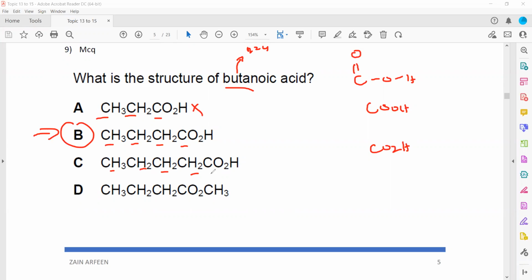1, 2, 3, 4, 5 are there, so it is a pentanoic acid. And this is not even a carboxylic acid, because to be a carboxylic acid, at the end it should be either CO2H or COOH. So D is not the right answer as well.